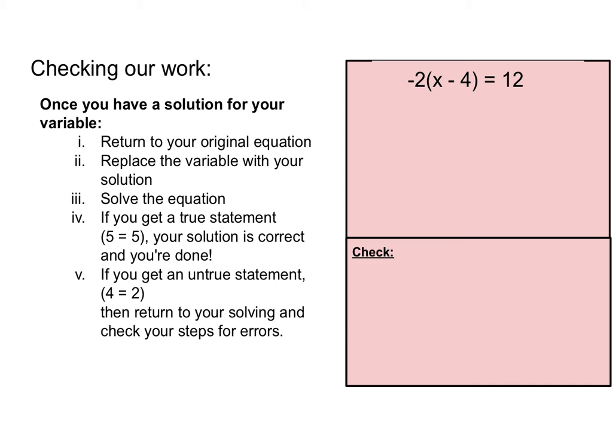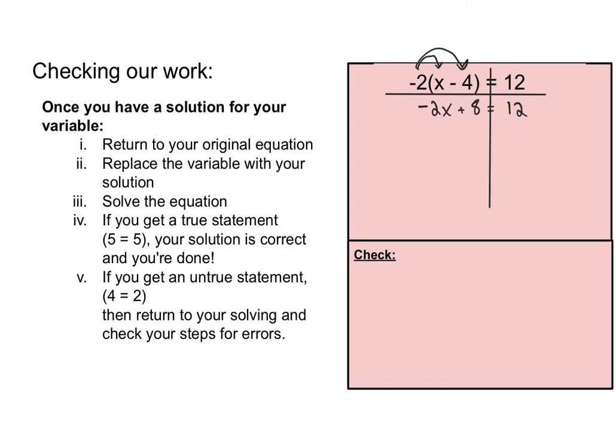The first thing we're going to do is use the distributive property. So we're going to take this -2 and distribute it in to our x minus 4. And with my t-diagram all set up, that distributes out to being -2x plus 8. Remember, negative times negative is positive, and all of that equals 12.